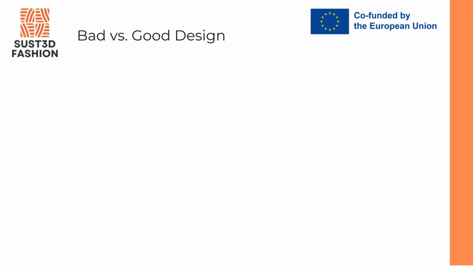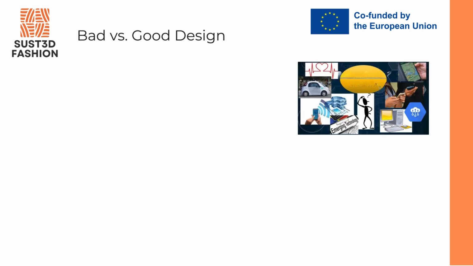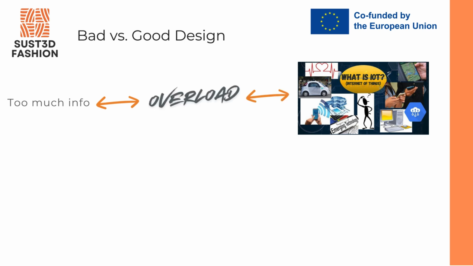Let's talk about what makes a design bad, and how just a few small tweaks can make it so much better. You've probably seen it before, a slide or a screen that's absolutely packed with text, images, bullet points, maybe even a chart or two. It's got everything, except clarity. That's a classic example of bad design. It overloads the learner. There's no clear path, no focus point, it's just too much to process at once.